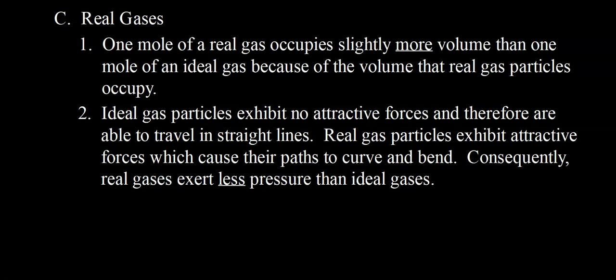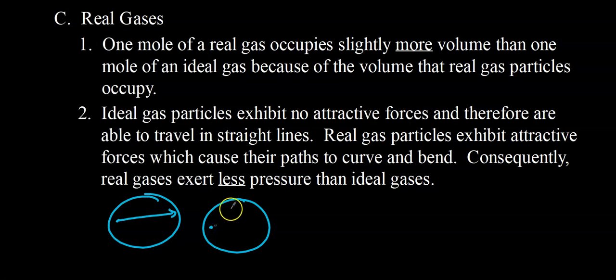Likewise, ideal gas particles exhibit no attractive forces, and because of this are able to travel in straight lines. This is going to affect the number of collisions between the particles and the walls of their container. Whereas real gas particles, because they exhibit attractive forces, this will cause their paths to curve and bend. So remember, the shortest distance between 2 points is a straight line. So that would be an ideal gas.